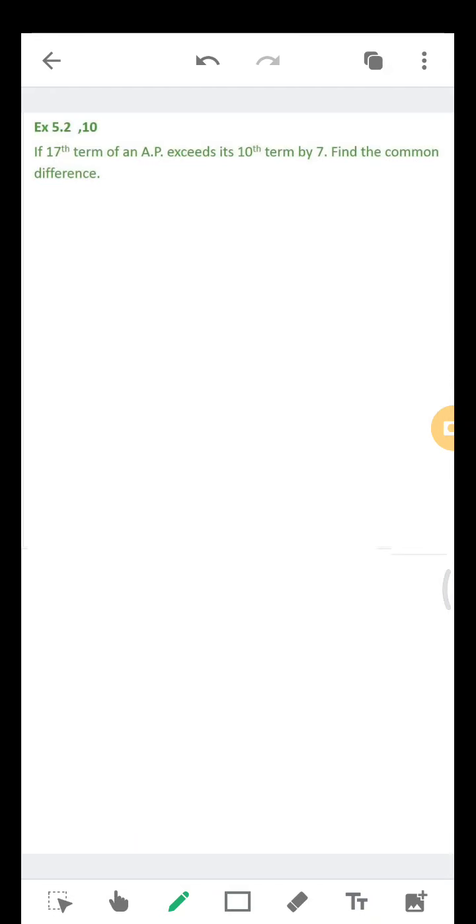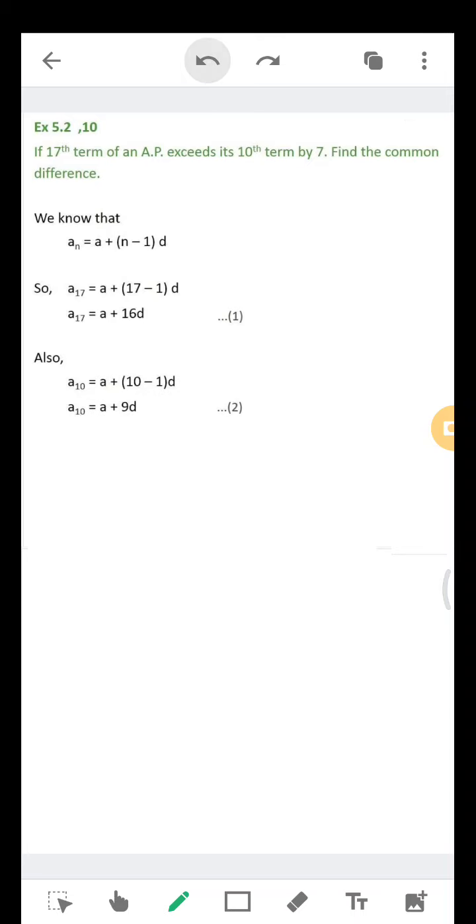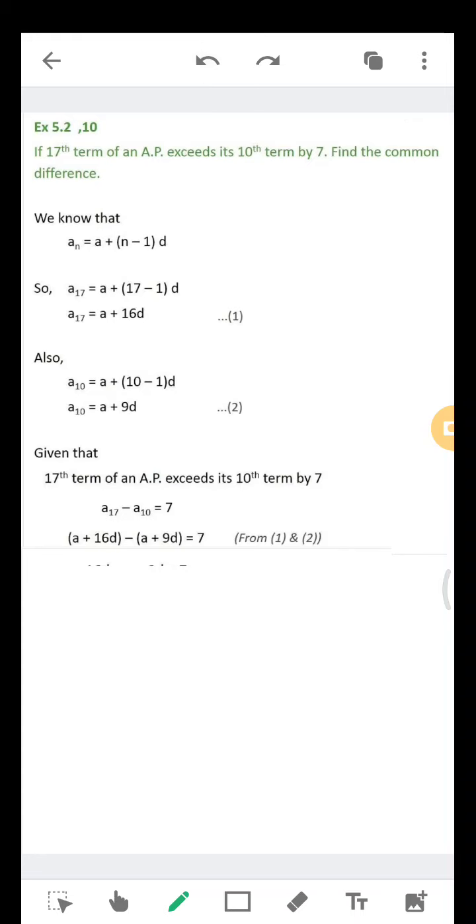The 17th term of an AP exceeds the 10th term by 7. So the 17th term minus the 10th term is equal to 7. The 17th term is a plus 16d, and the 10th term is a plus 9d. The 17th term minus the 10th term, that is a17 minus a10, is given as 7. Now we'll simplify this and get the value of d.